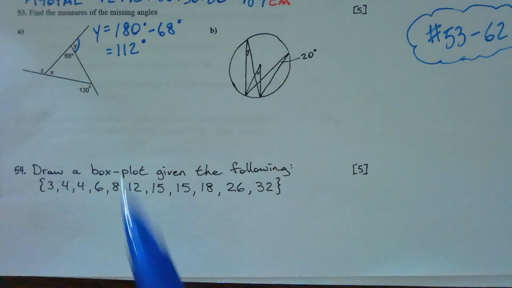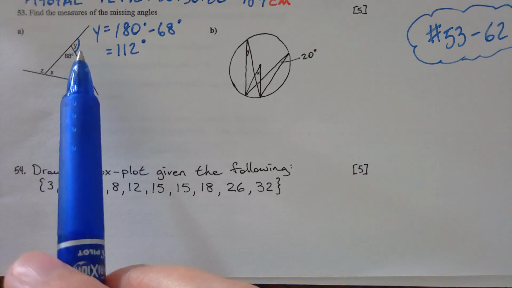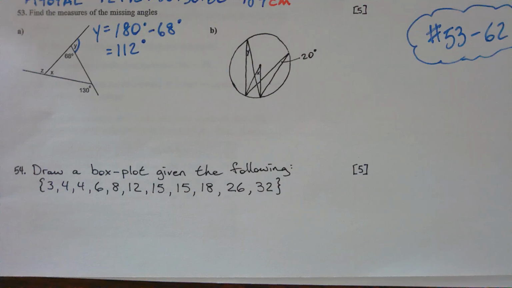Okay. Let's say I made a mistake and I get less than 90 degrees. You know it's wrong because I'm looking at an obtuse angle right here.